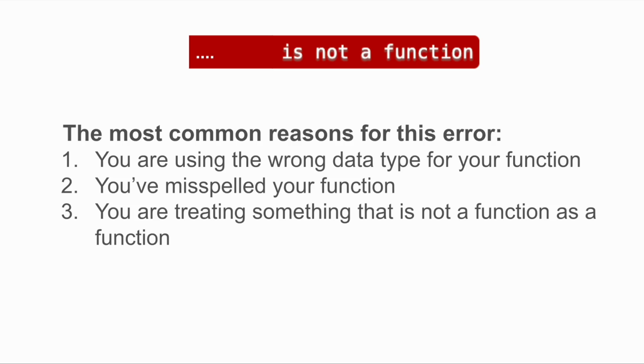Hello, everybody. Today I want to talk to you about one of the most common errors that I see students making in Google Earth Engine. And this is the error that says "... is not a function." So the most common reasons for seeing this error are, first, you're using the wrong data type for your function. So maybe you're using an image collection where you really should be using an image. The second reason is that you have misspelled your function. And then the third reason is that you are treating something that is not a function as a function.